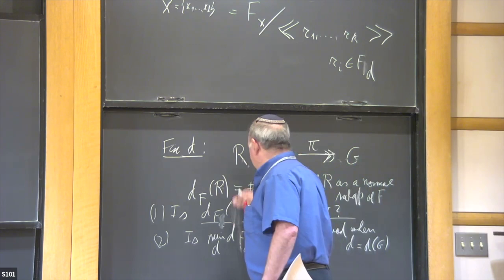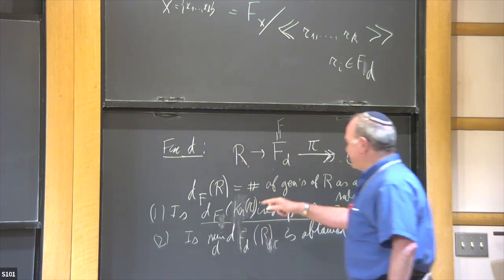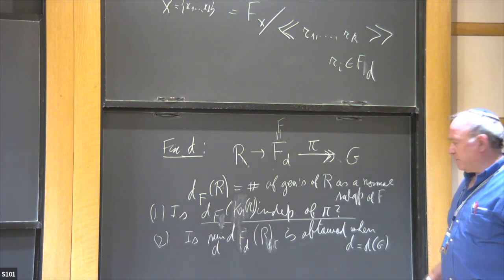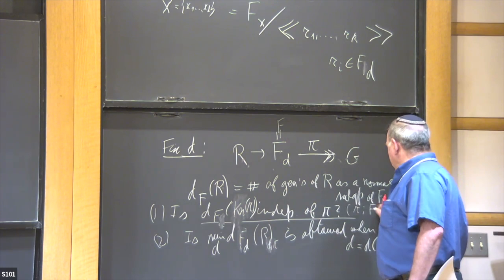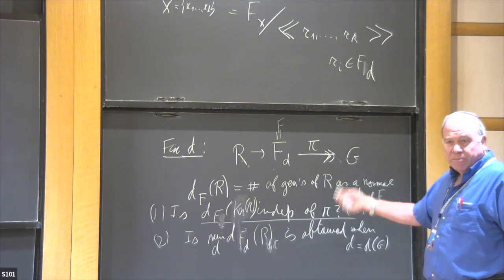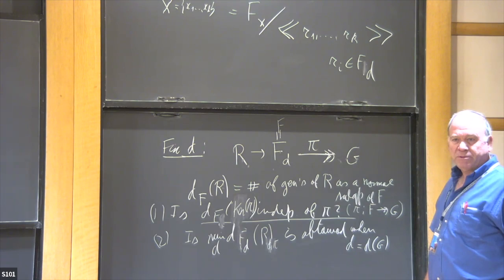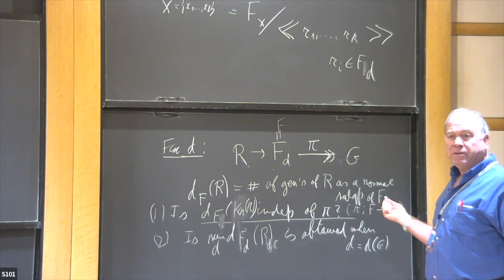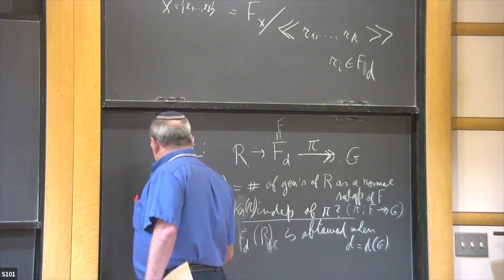Is d_F(ker pi) independent of pi? I go over all pi. Pi is any epimorphism from F to G. I have the kernel. What's the minimal number of generators of R as an F-subgroup? Does it depend on pi, or does it only depend upon G? On G. Okay.